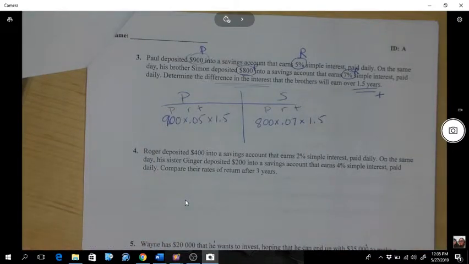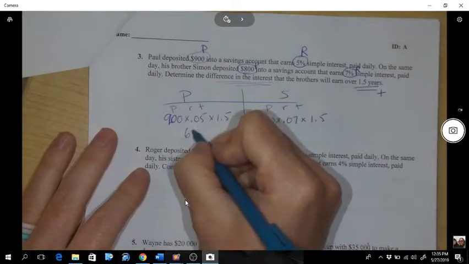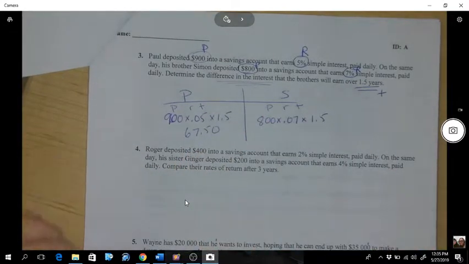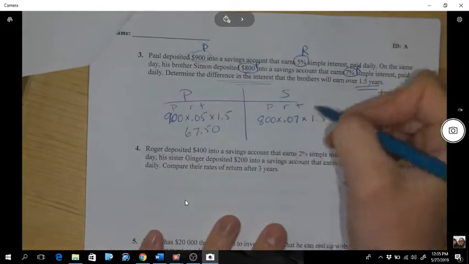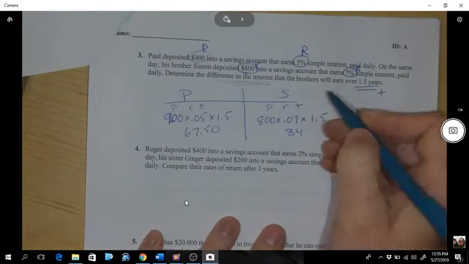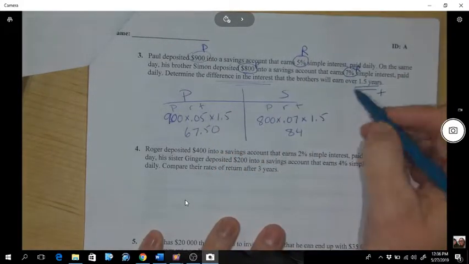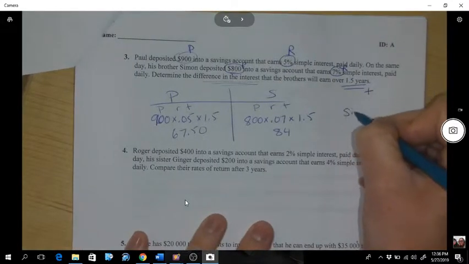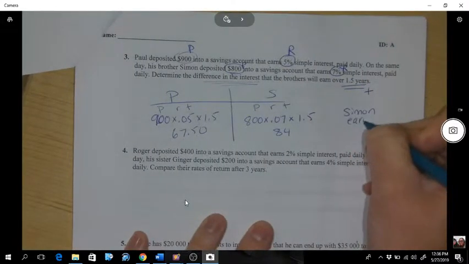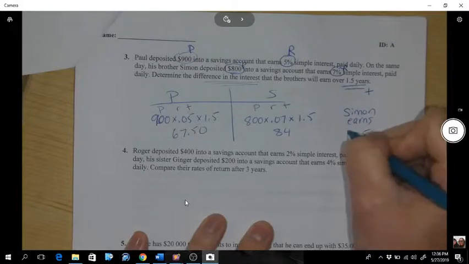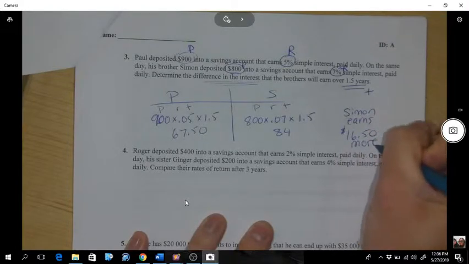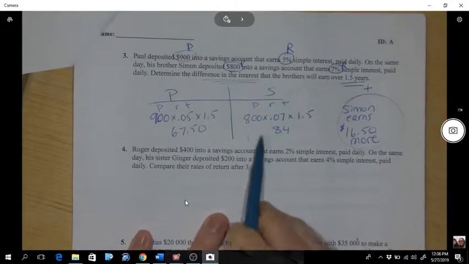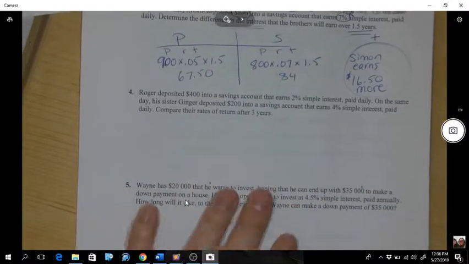Okay, and if we multiply those out, we end up with $67.50 and $84. So determine the difference in the interest. So Simon earns $16.50 more. Okay, I'm just subtracting those values.